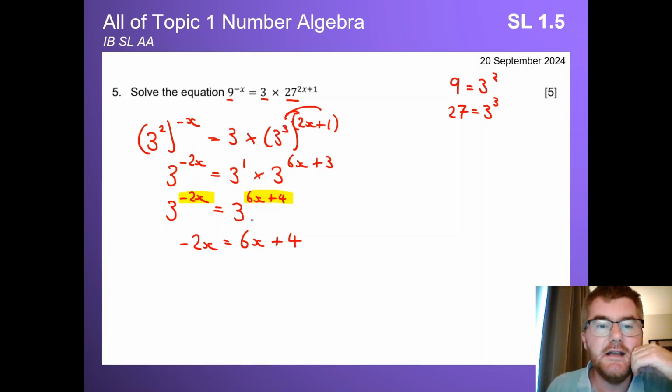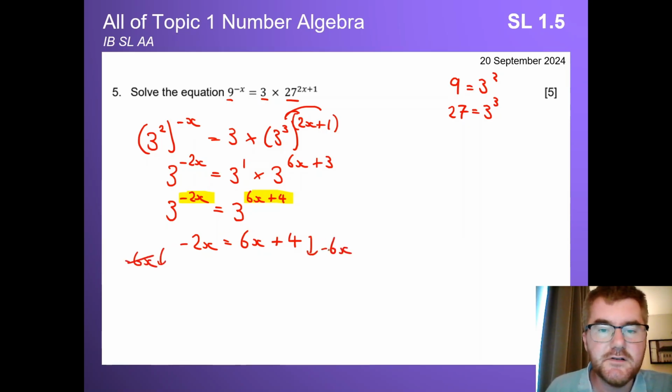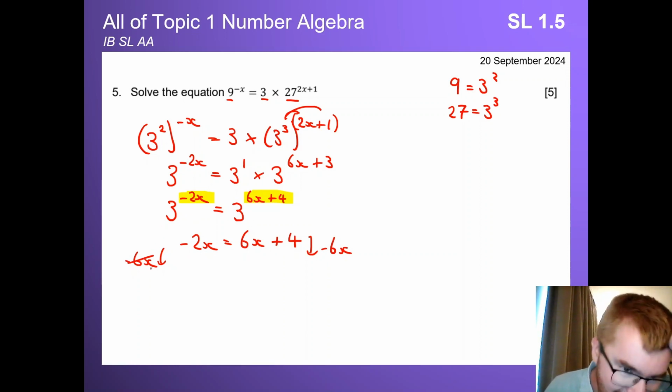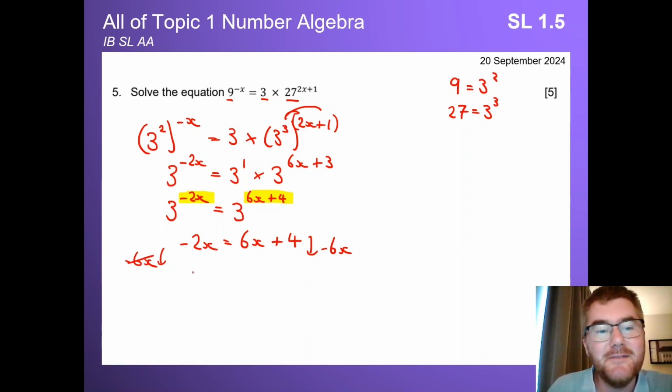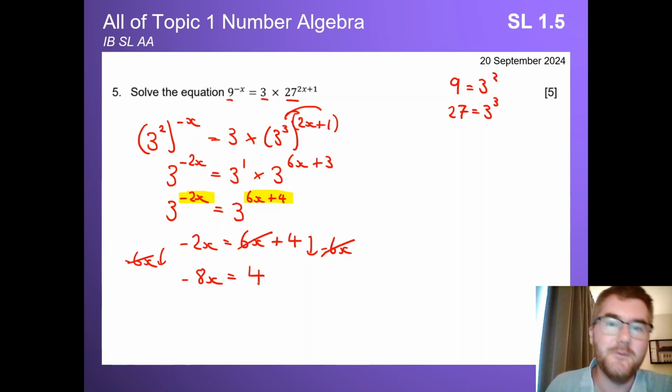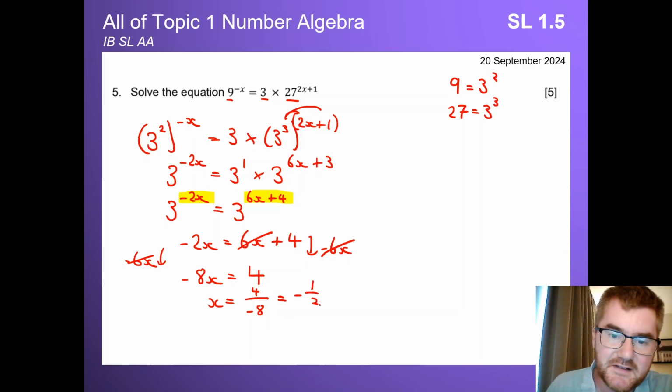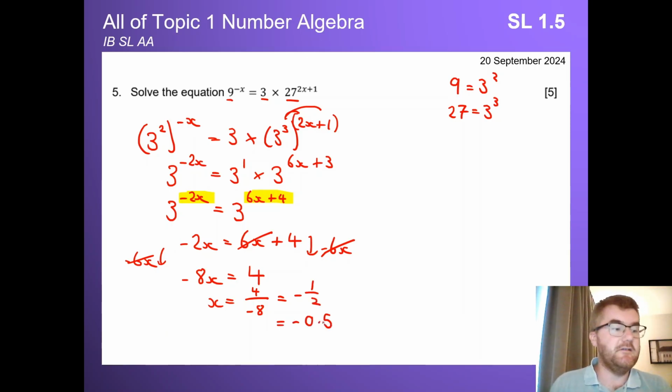So all I'm going to do here is I'm going to minus 6x from both sides. Okay, this cancels. Not that cancels. Minus 2x minus 6x is minus 8x. I got ahead of myself here. 6x minus 6x cancels. That means we have minus 8x equal to 4. And then we divide through by minus 8. Again, we can tidy this up. Equal to minus a half, or for you decimal lovers out there, minus 0.5.